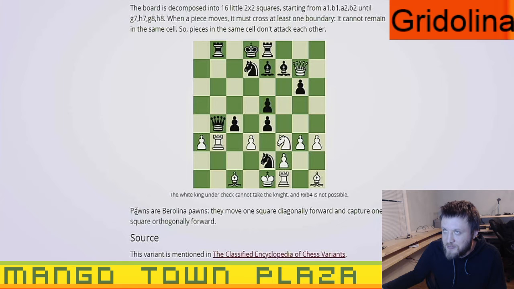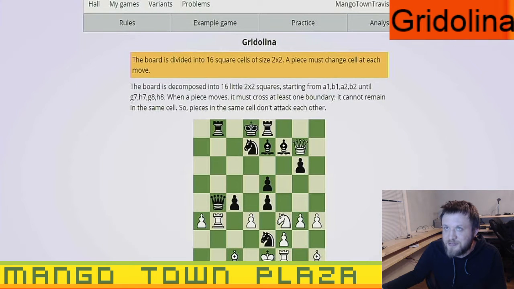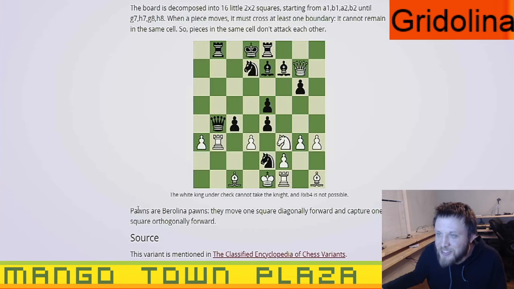You just have to say all that again. It's too complicated for one here. Okay. So these are Gridolina pawns. They move one square diagonally. They move one square, yeah, or 2 at the start.